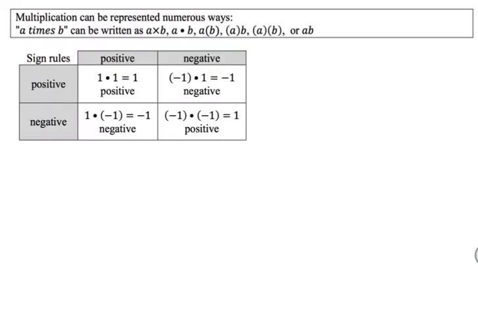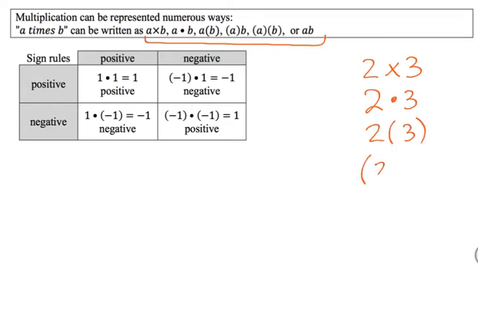Okay, multiplication can be represented several ways. You need to recognize each of these. It can be represented using the multiplication cross. So 3 times 2. It could be represented with a dot, the multiplication dot. That's 3 times 2. It can be done with parentheses. That's 3 times 2. The parentheses could be around the other one, 2 times 3 like this, or we could put parentheses around both of them because why not?